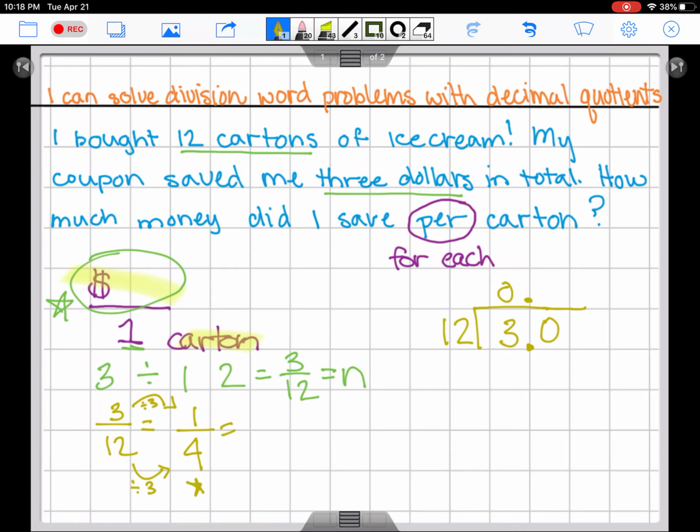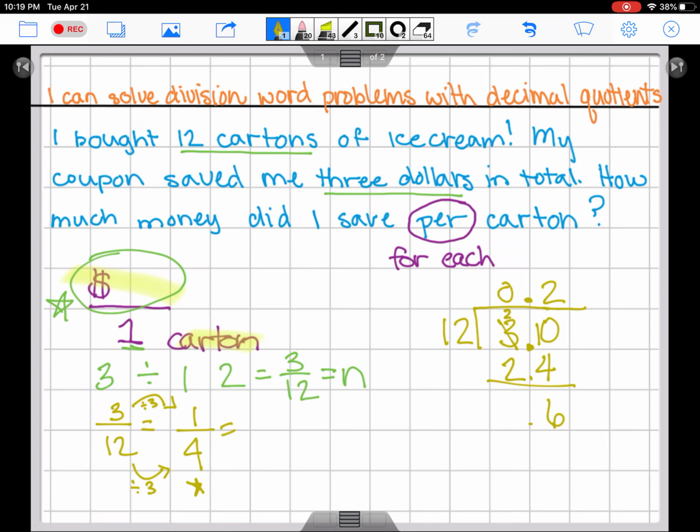Let's think about that. 12 plus 12 is 24. That's pretty close to 30. If I add even 10 to 24, that's going to be over 30. So I know it's got to be 2. 2 multiplied by 12, we just did that, is 24. Remember, this is really 2 tenths multiplied by 12 is 2 and 4 tenths. Either way, just a different way to think about it.